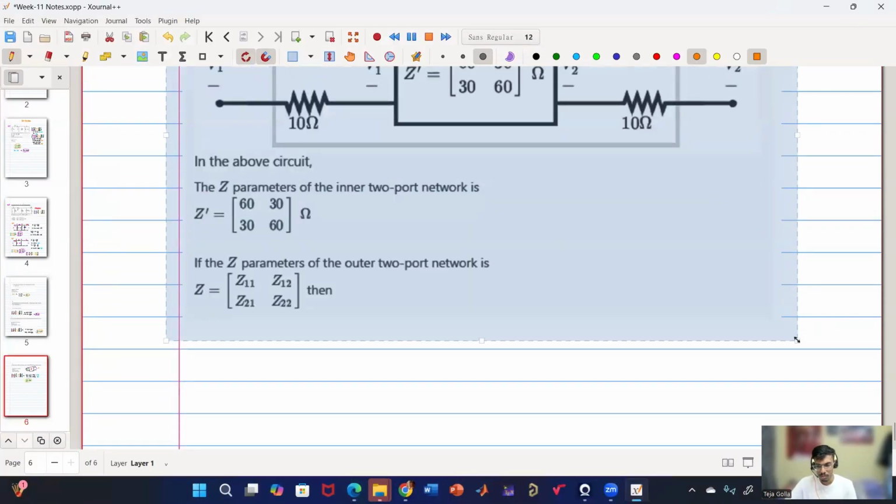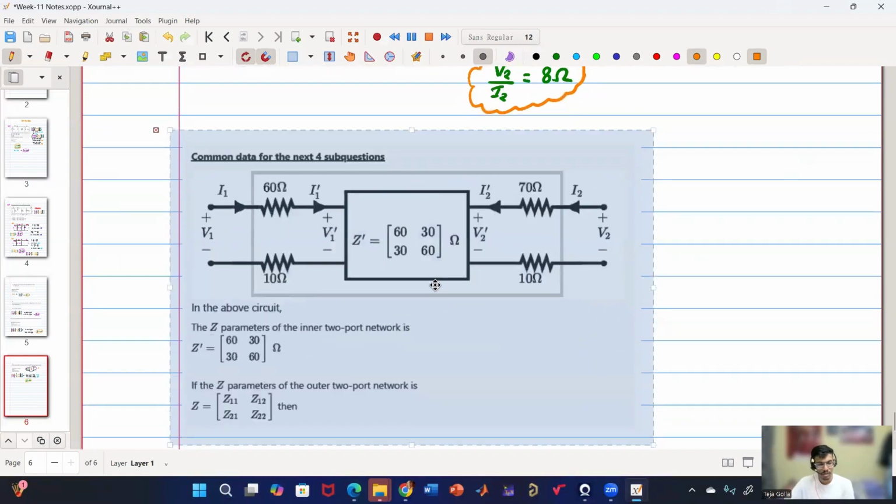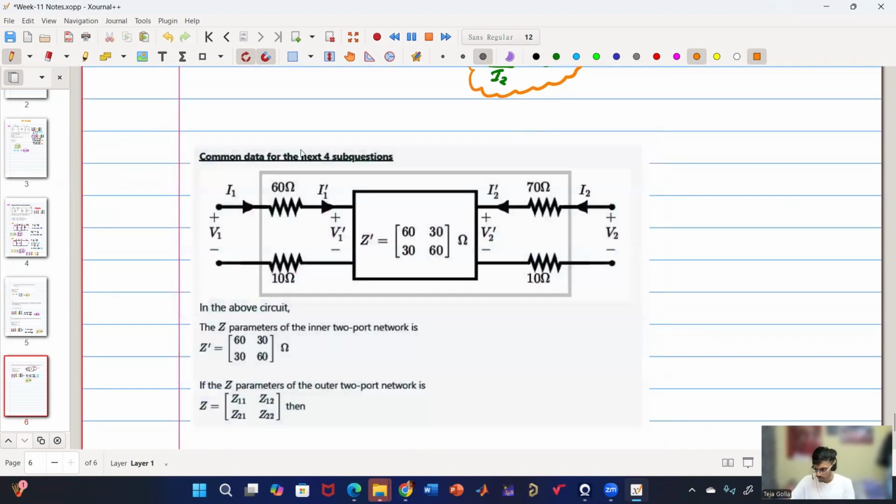So this will be our problem 3. Please read the question, then we'll start solving.